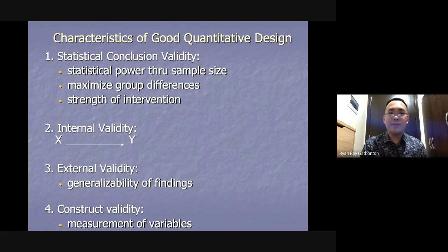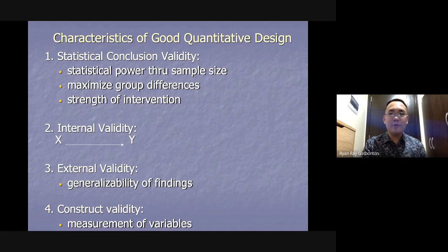Okay? So for this lesson, we will try to identify the good characteristics of a quantitative design. When we talk of characteristics of good quantitative design, this would fall if they have good statistical conclusion validity. That's the first one, which talks about the statistical power, or the size of our sample and the differences in our group. There should be maximum group differences for a good quantitative design so that we can cover a representative sample for our results and even the strength of intervention.